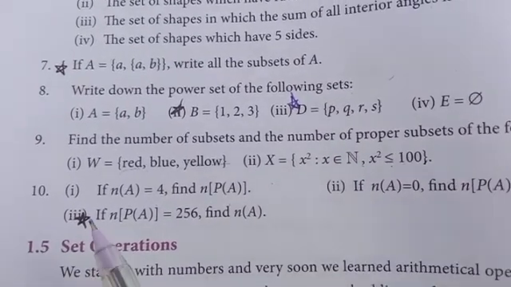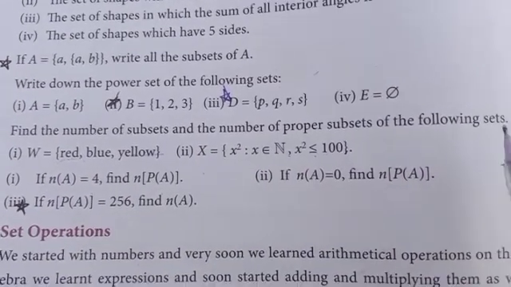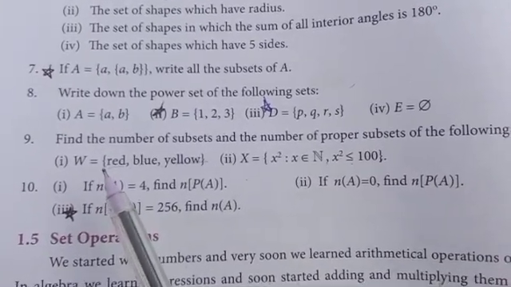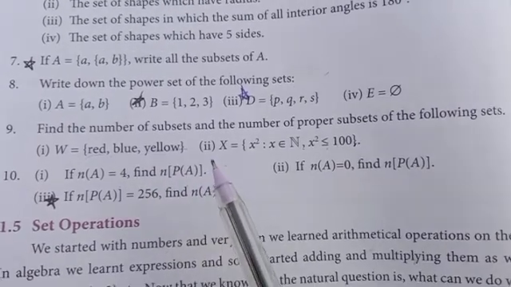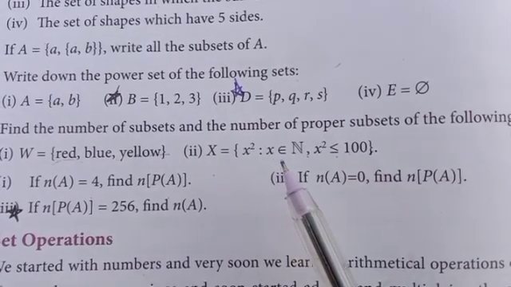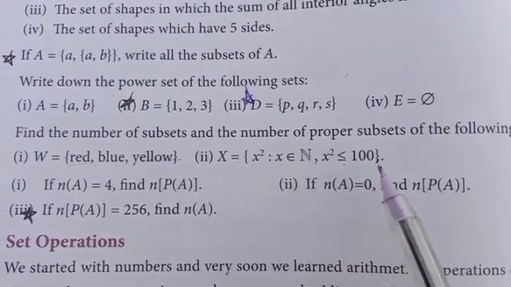Now the 9th problem: find the number of subsets and number of proper subsets of the following sets. First question, W is equal to {red, blue, yellow}. Second question, X is equal to the set of all x square such that x belongs to natural numbers, x square less than or equal to 100.